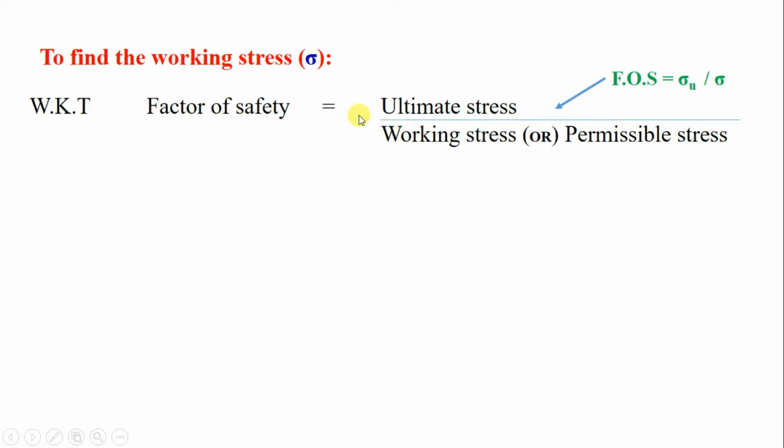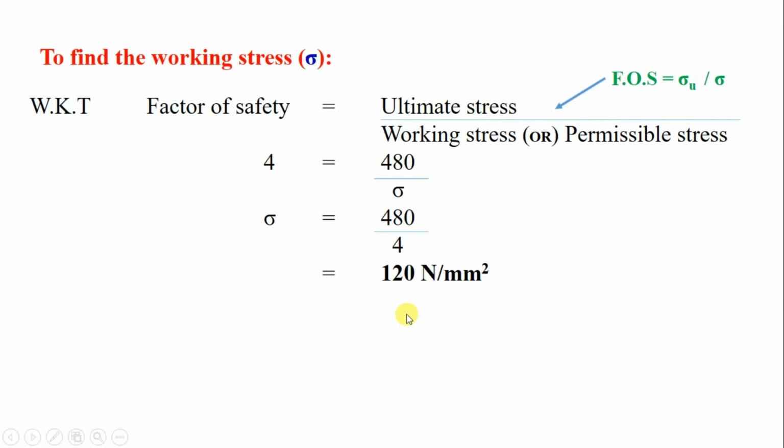So factor of safety is equal to ultimate stress by working stress, that is sigma u by sigma. That is 4 is equal to 480 divided by sigma. Here you can cross multiply and take the sigma to the other side. We get 480 by 4 as 120 Newton per mm square. So don't forget while working out these kinds of problems, if ultimate stress is given, you have to convert it to working stress. So now let us check out how to find the internal diameter.